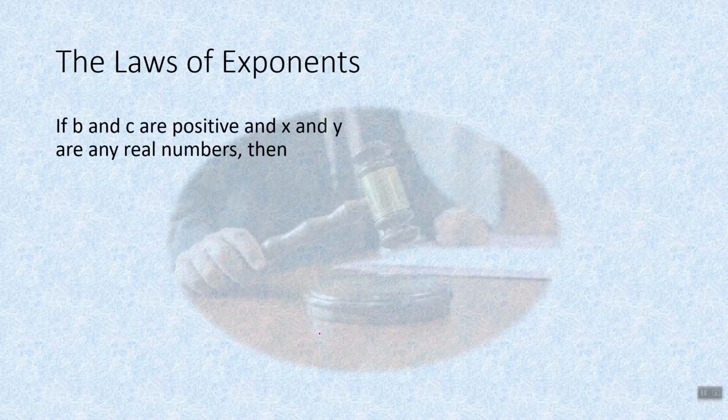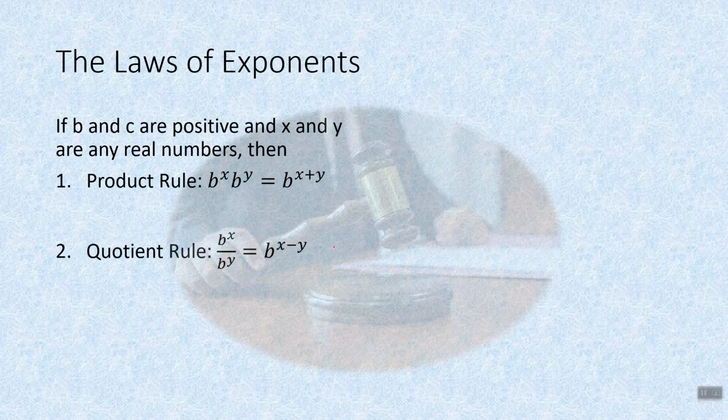Let's look at the laws of exponents. If b and c are positive, and x and y are any real numbers, then we have the product rule that says b to the x multiplied by b to the y is equal to b to the x plus y. We have the quotient rule that says b to the x divided by b to the y is b to the x minus y.